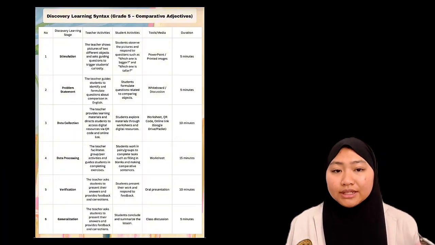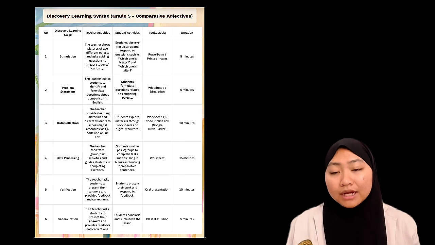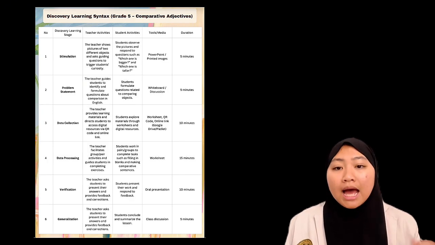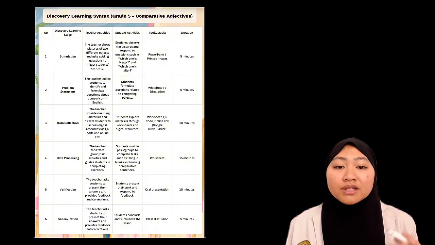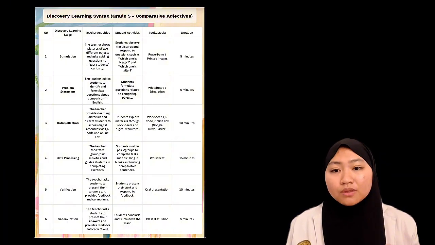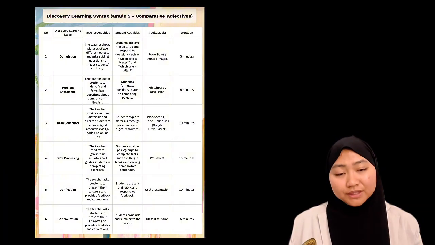Stage 3 Data Collection. This stage involves exploring various resources and collecting data. Students access written worksheets, online resources, or Google Drive materials. They collect examples of adjectives and engage in language patterns. The teacher serves as a facilitator and helps students overcome obstacles.